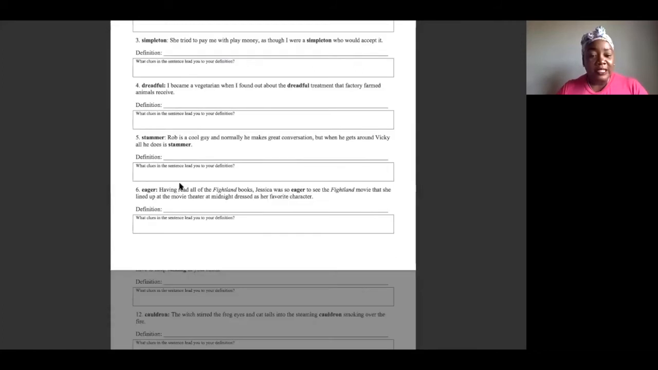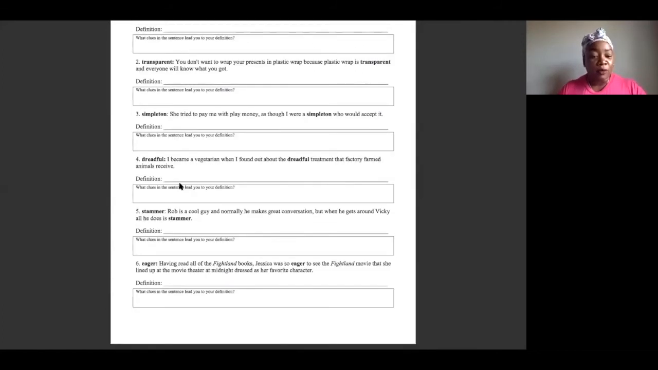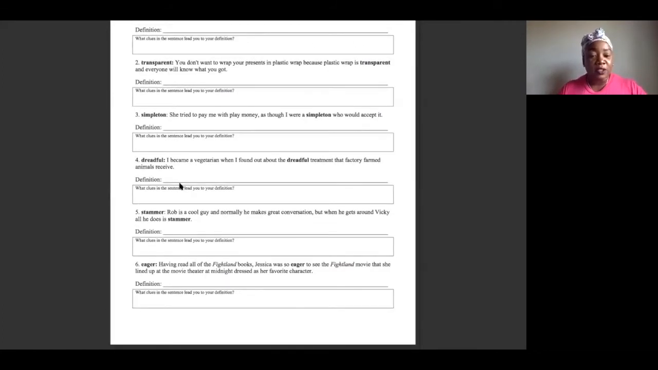The word is stammer. Remember, just give me the clues first. Rob is a cool guy, and normally he makes great conversation. But when he gets around Vicky, all he does is stammer. What are the clues that are going to tell us what the word stammer means? Okay, normally, all right, great conversation is one of the clues.